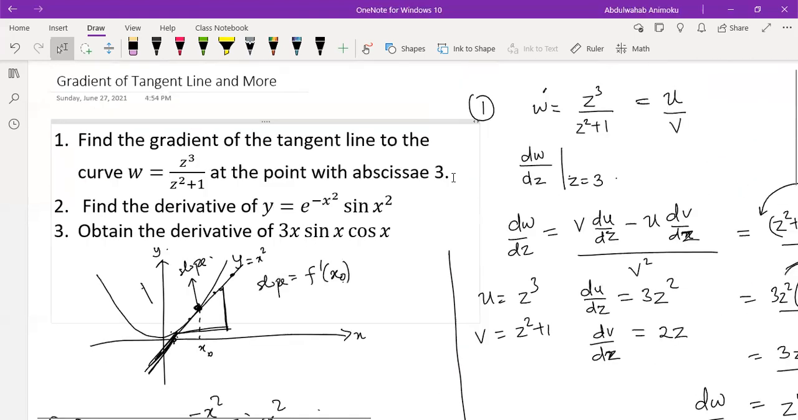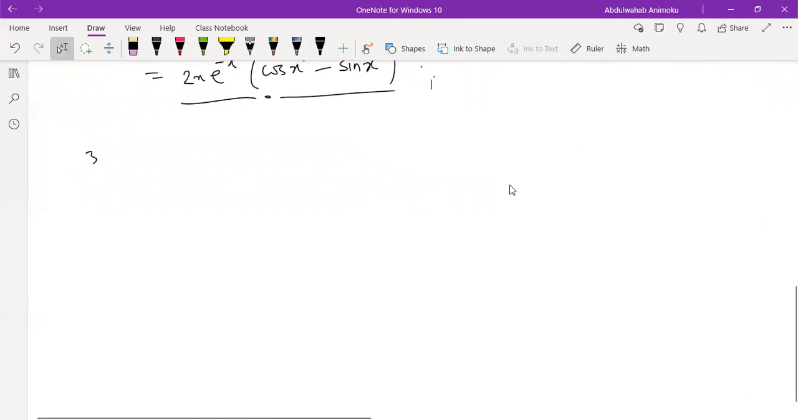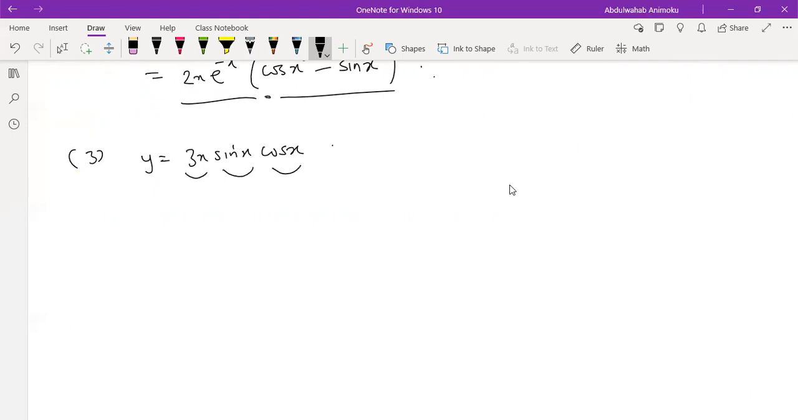Now, the last part, obtain the derivative of 3x sine x times cosine x. So let's do that. So the third part is, if the function is 3x sine x times cosine x, find the derivative of this. This is quite easy as well. As you can see, you have product rule in this case. You have product of three functions. The first one is 3x, second one is sine x, and third one is cosine x.